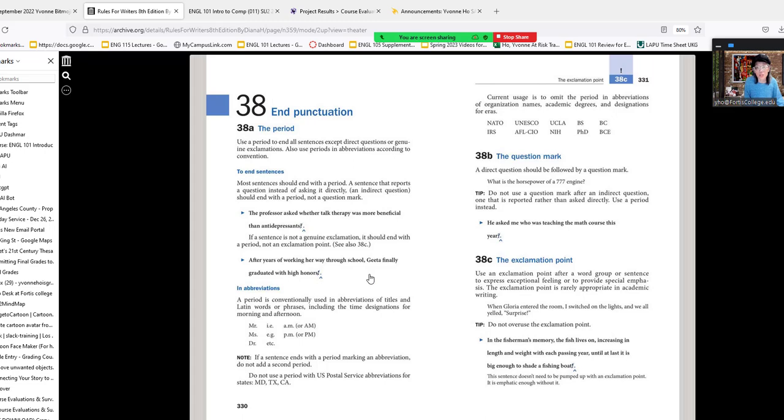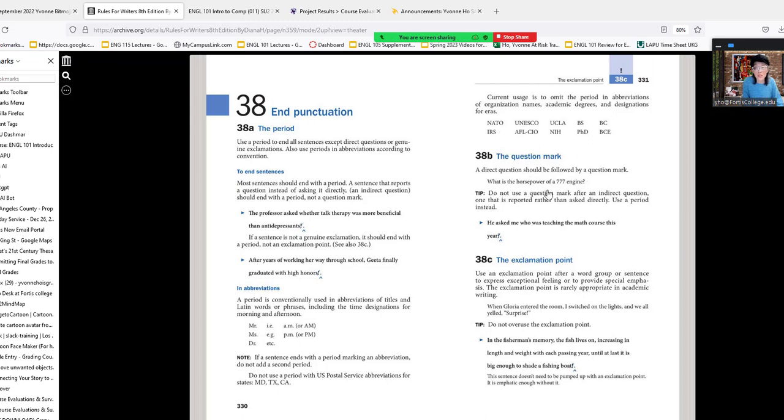End punctuation. So we use a period at the end of a sentence. Okay, so always use a period. If you don't use a period at the end of your sentence, you end up with a run-on sentence. Always use a period for abbreviations. So Mr., Mrs., abbreviations always have a period. And then current usage is there are no periods in these particular abbreviations.